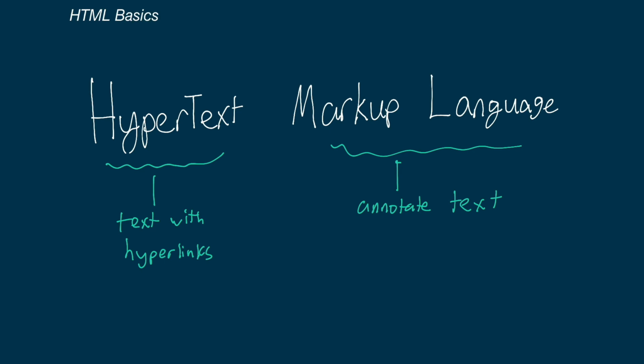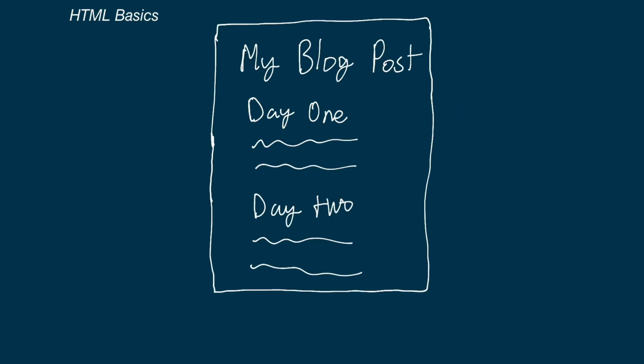And I think the best way to understand this is to look at an example, so let's take a look at one now. Here we have a blog post titled My Blog Post, and it has two sections, Day 1 and Day 2. Maybe we were on some sort of 2-day adventure and we wrote a blog post about it. Well, we as humans can look at this and just understand what everything is. We see that there's a heading on top and two sections below it. But a browser can't do this, so we need a way to tell it what everything is, and we do that by annotating it.